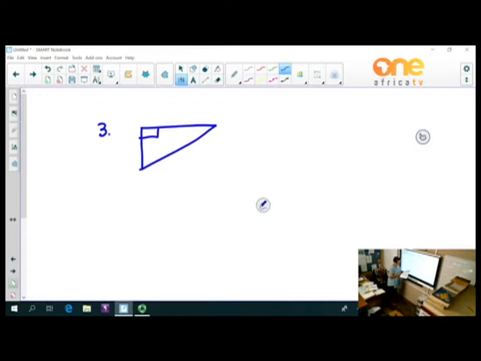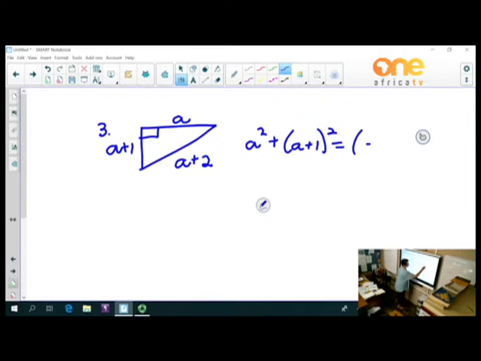Now you have a plus 1, a plus 2. Which means this one is the longest side then there. That one is the longest side. And one of them is then a plus 1 and the other one is a. And again, we can find a by using Pythagoras here. So I can say that a squared plus (a plus 1) squared is equal to (a plus 2) squared.